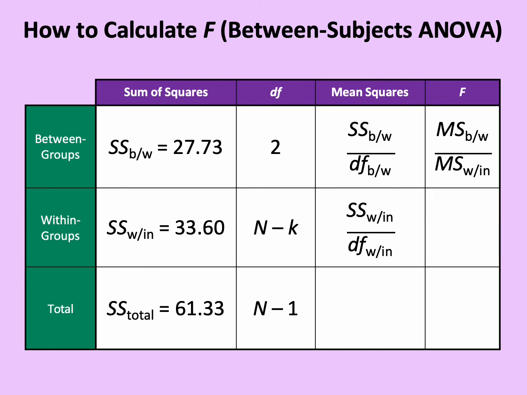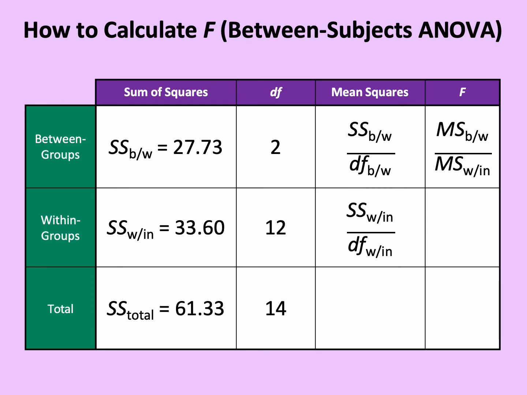Okay, so we have 2, 12, and 14. I'm sorry, I misspoke. So 15 minus 1 is 14, right? Okay, so now we are almost done with our table. We just need to calculate our mean squares values. But again, at this point, we're just inputting numbers, right?